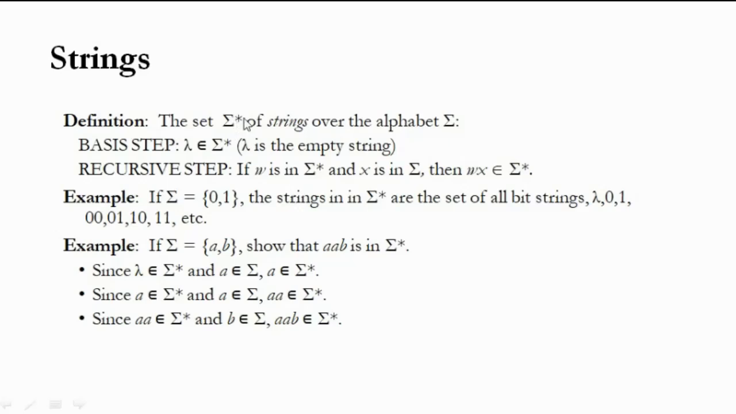Remember, whenever the star appears, you make note of this. Whenever the star appears, it means 0 or more occurrences. So that means the string may be null also, that is, 0 occurrences. If there is a plus, then it means 1 or more occurrences of the characters. So star means 0 or more occurrences of the characters, and plus means 1 or more occurrences of the characters.